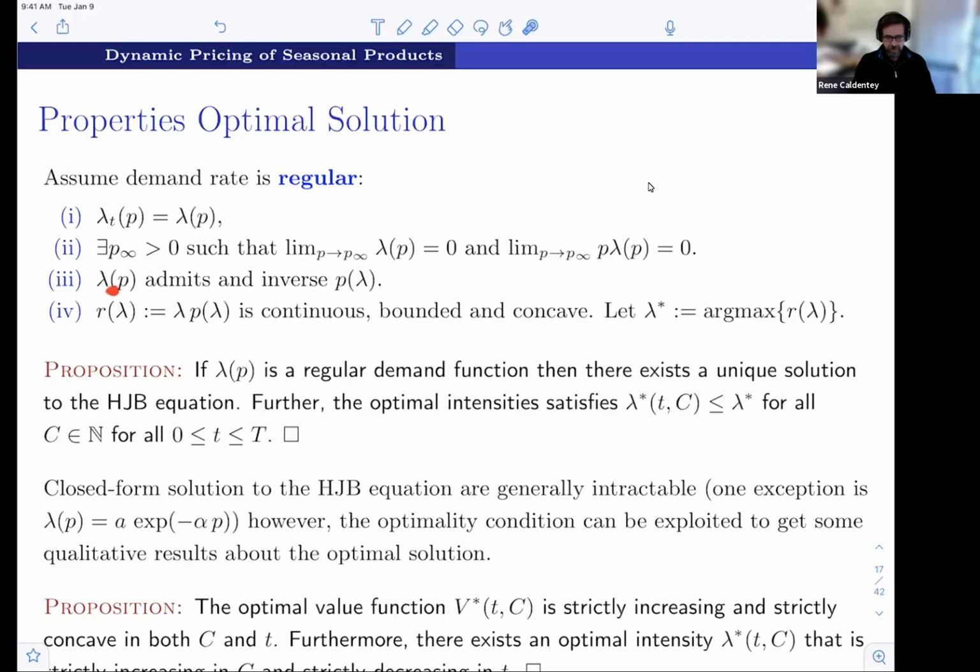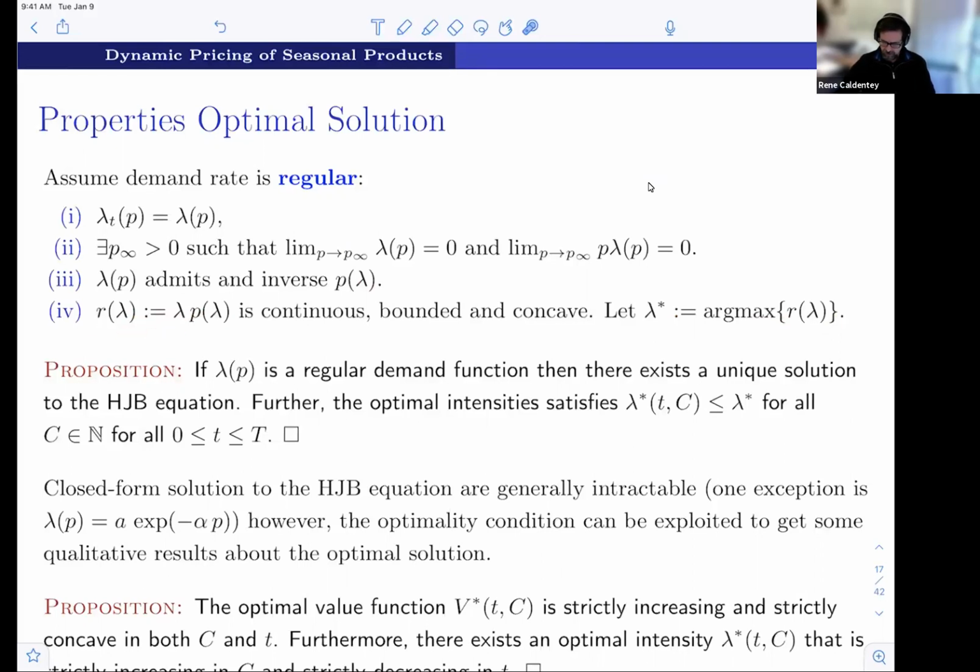The second is that lambda of P admits an inverse, right? And again, it's also intuitive. If we think about this as some sort of demand function, this demand function is decreasing in the price. So if it's continuously decreasing, we're going to be able to define some sort of an inverse for that. And the last thing is that this revenue function, so if you multiply lambda times P of lambda, the inverse, so this is some sort of a revenue function as a function of lambda, is a continuous function, it's bounded and it's concave, right? And in particular, there's an argmax, which is the value that maximizes this instantaneous reward function.